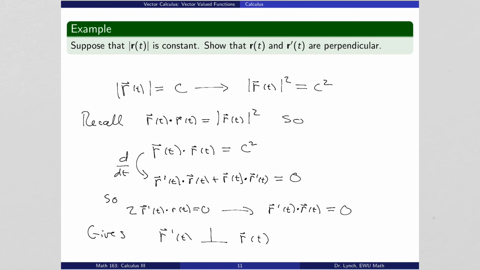Of course, when the dot product of two vectors is 0, we know that those vectors are orthogonal or perpendicular, and that's what we want to show in this case. This will come up a little bit later. This is a pretty cool property when you have a space curve with constant magnitude.